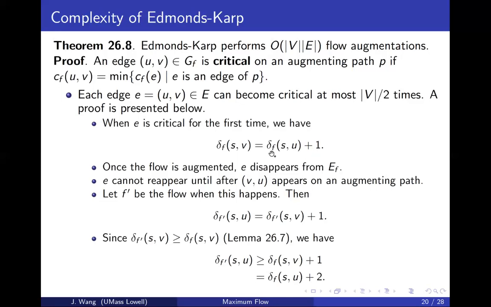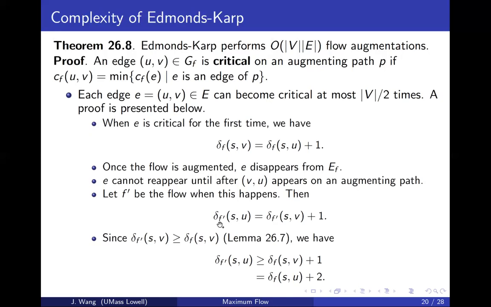The second thing is that when the flow is augmented, E disappears from EF. And E cannot reappear until after VU appears on the augmenting path. In other words, until after VU is selected on the augmenting path. Then we let F prime be the first flow when this happens.